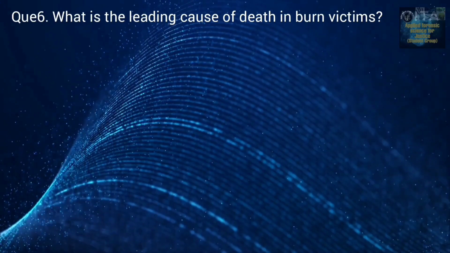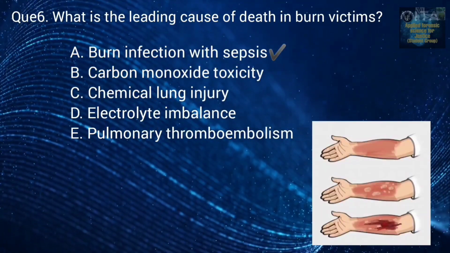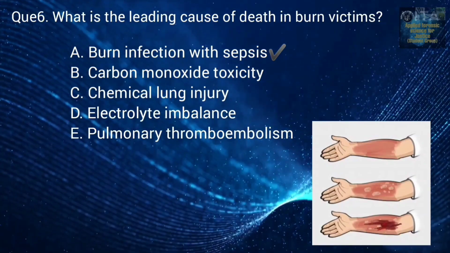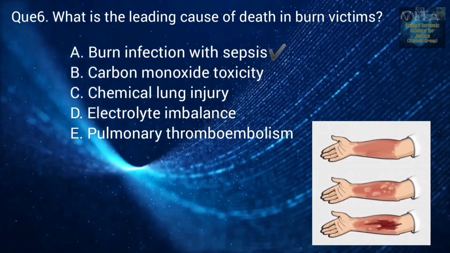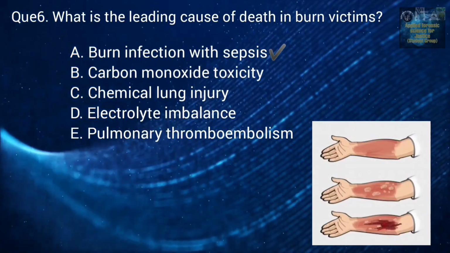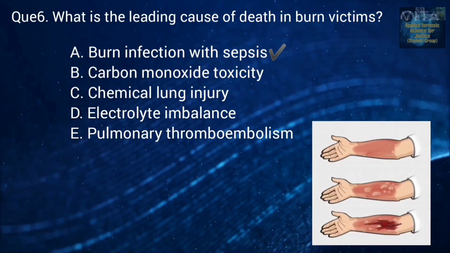Question number 6. What is the leading cause of death in burn victims? Options are A. Burn infection with sepsis, B. Carbon monoxide toxicity, C. Chemical lung injury, D. Electrolyte imbalance, E. Pulmonary thromboembolism. The correct answer is A. Burn infection with sepsis.